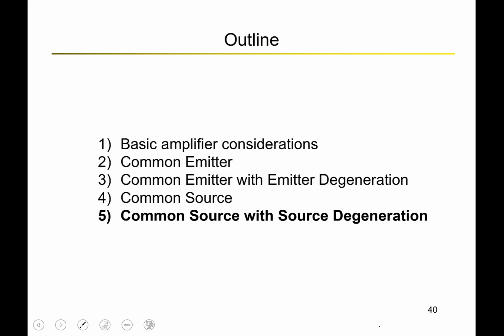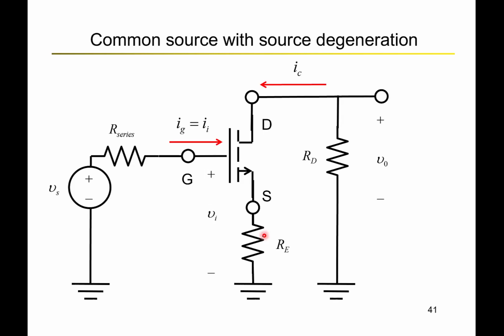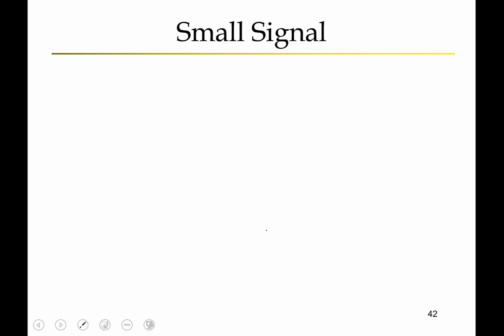Next, we move into the common source amplifier with source degeneration. The only new thing in this circuit is we add a RE at the source of the common source amplifier. Let us draw a small signal model for this. Again, we have the V source going to ground, R source going to the gate. Between the gate and the source, we have an infinite resistance.